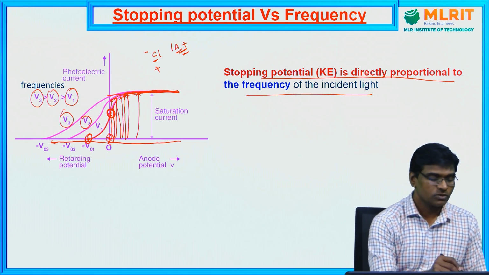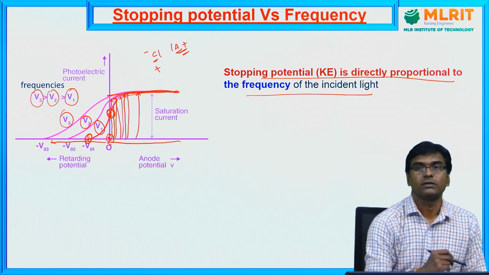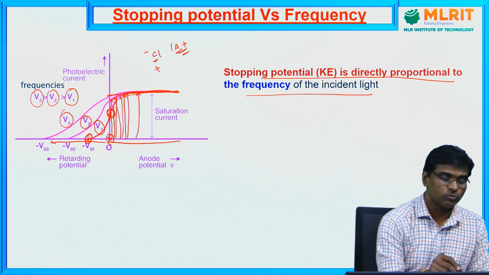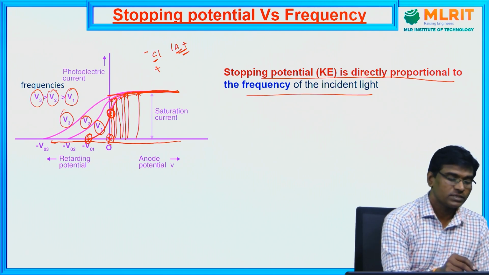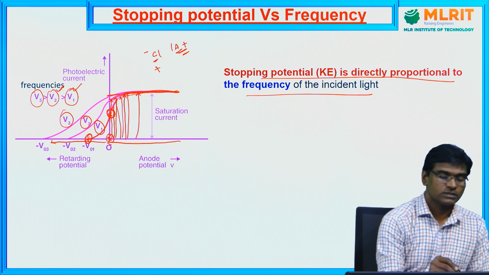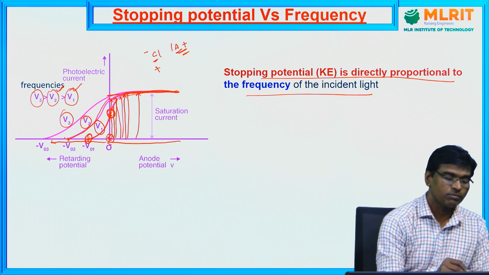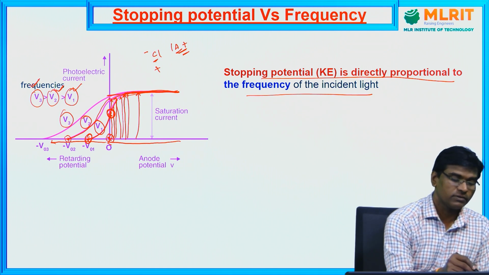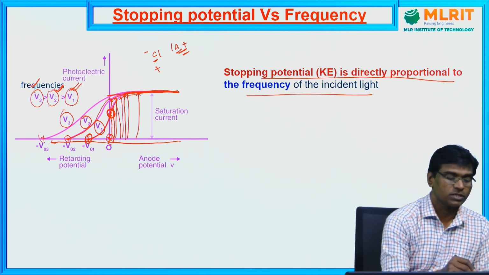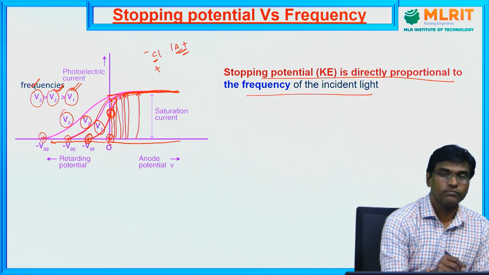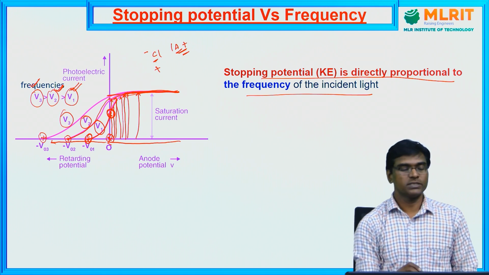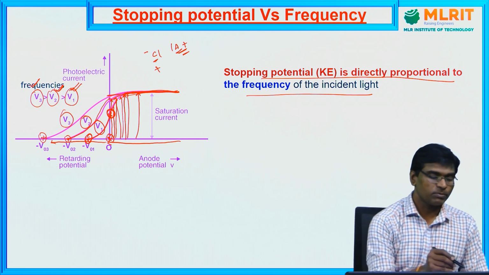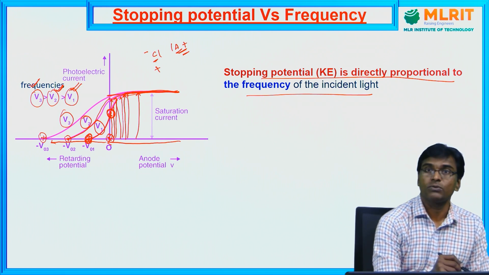This is the stopping potential for the frequency V1. The same thing happens for V2, but the V2 frequency is greater than V1, so its stopping potential is greater than that of V1. The same happens for V3. The V3 frequency is higher than V2 and V1, so the stopping potential of V3 is greater than those of V2 and V1. From this graph we can say that the stopping potential is the potential at which the photocurrent is zero, and it is different for different frequencies. If the frequency is more, the stopping potential is also more.